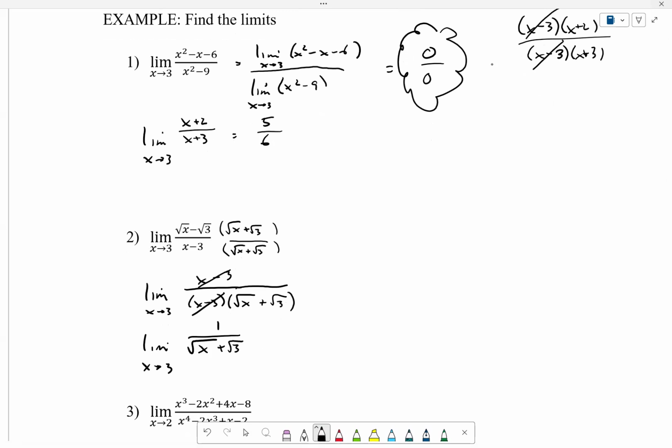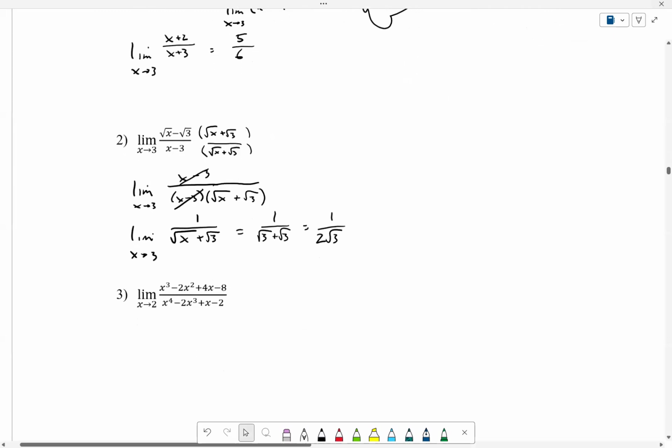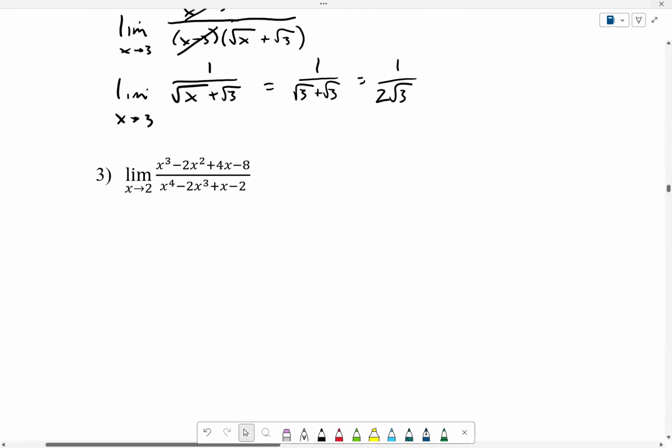And now? Plug in 3. So this is 1 over root 3 plus root 3. Do we know what root 3 plus root 3 is? 2 root 3. 1 over 2 root 3. Should we rationalize? I've told you again and again, no need to rationalize unless it says rationalize. We're done with that problem. I'll give you a moment to work on 3.